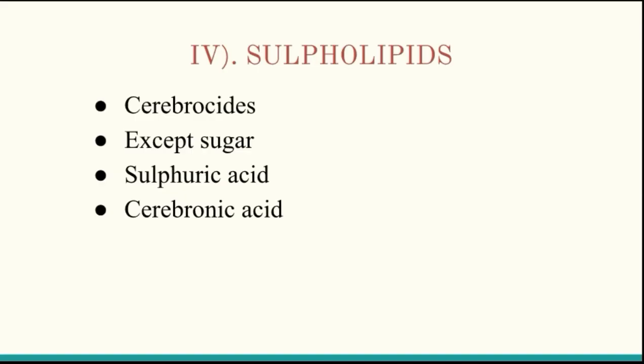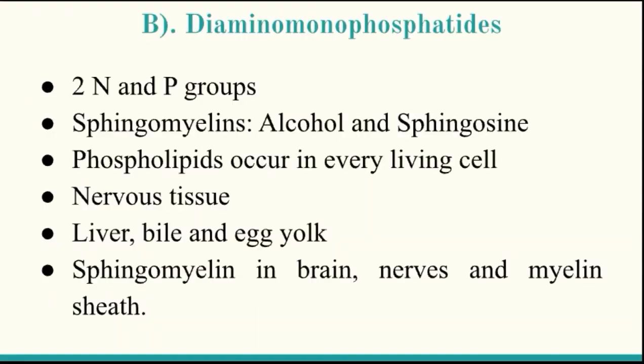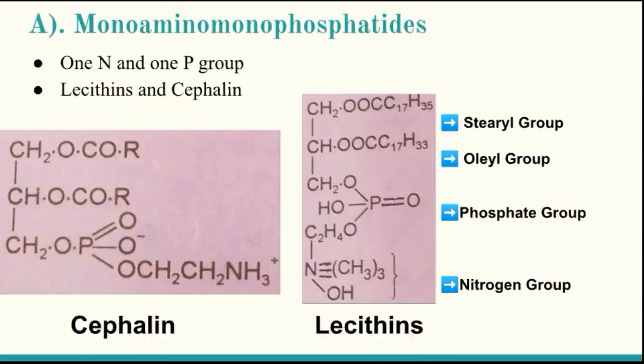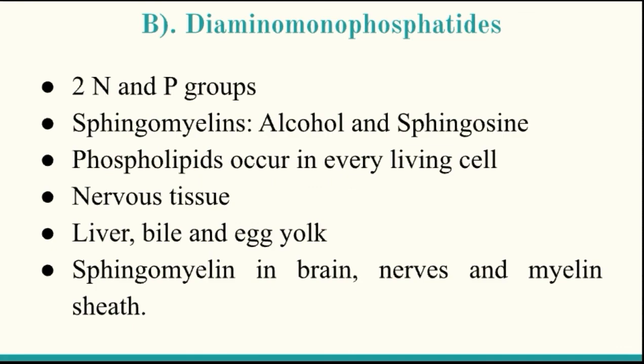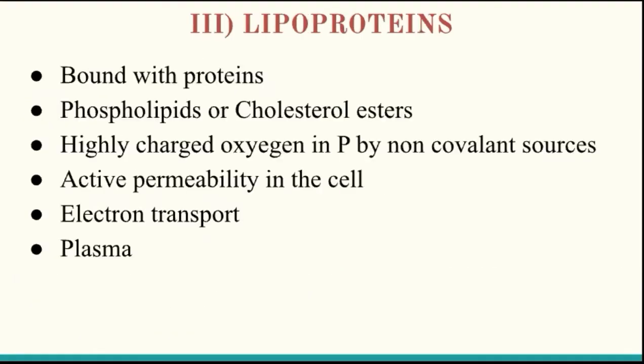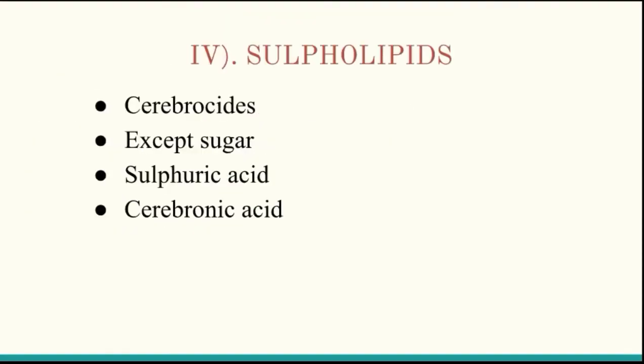So today we completed the compound lipids. We have seen the types of compound lipids. First is the phospholipids, second is the glycolipids, third is the lipoproteins, and fourth is the sulfolipids. In the phospholipids we have seen the monoamino monophosphatides as well as diamino monophosphatides, and their structure also, as well as glycolipids. The third one is the lipoproteins, and the last, fourth one, the sulfolipids, we have completed today.